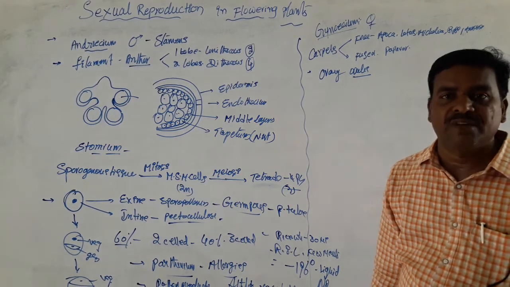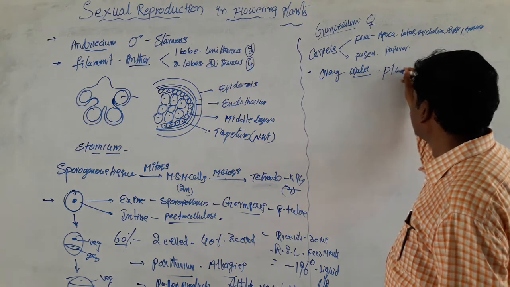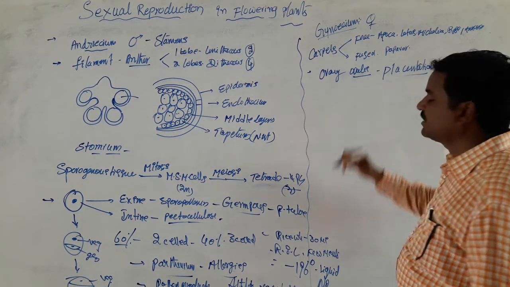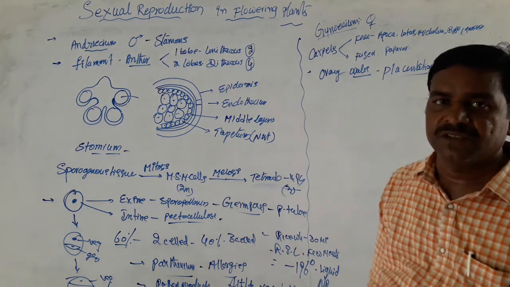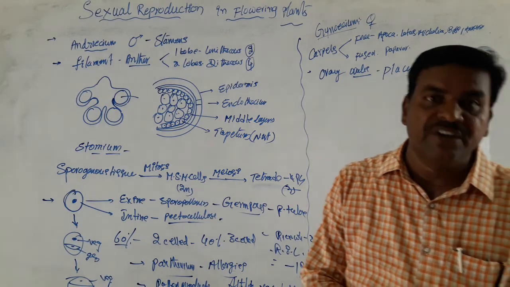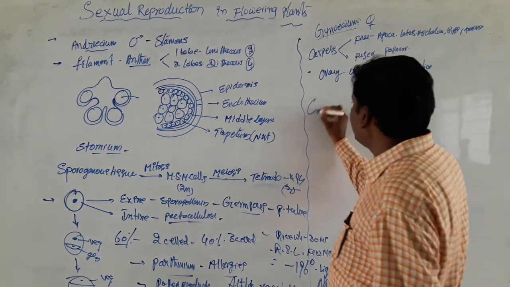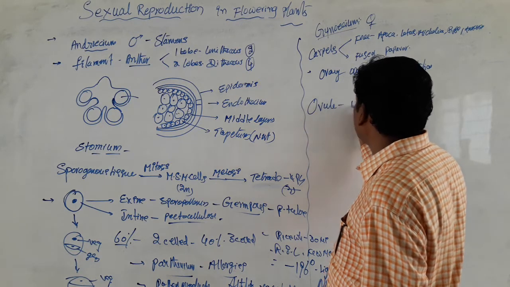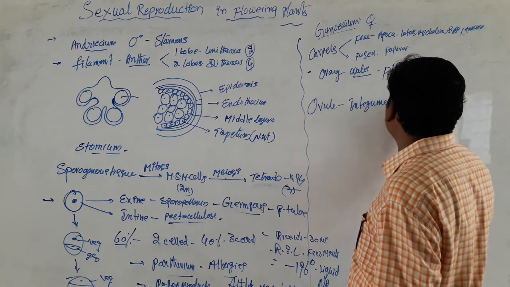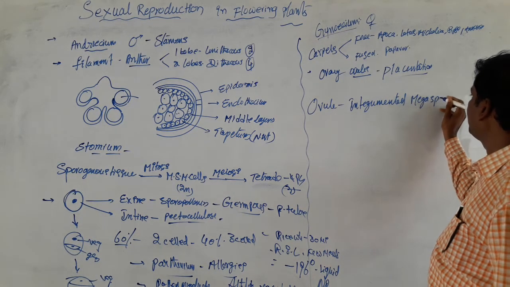The arrangement of ovules in the ovary on the placenta is considered placentation. The placentation in angiosperms is of five types, already explained in the previous class: marginal placentation, axial placentation, parietal placentation, free central placentation, and basal placentation. Every ovule is nothing but an integumented megasporangium.